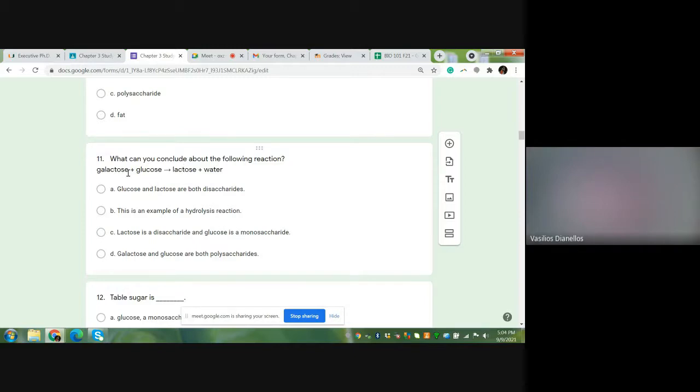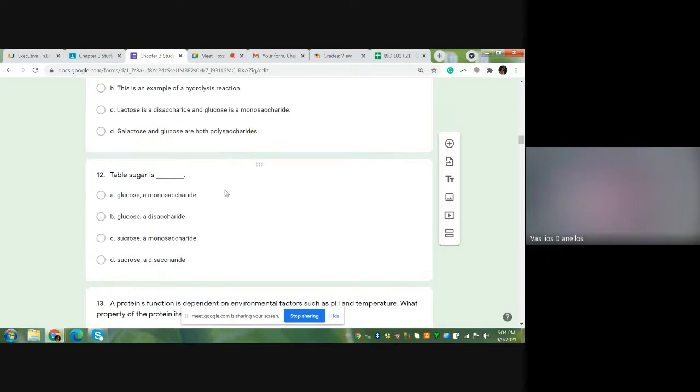But the only way you could even come to that conclusion is because it's a dehydration reaction, that you're bringing something together. So hopefully then you would just know that a monomer plus a monomer equals a disaccharide in this case. But I'm not going to ask you that.